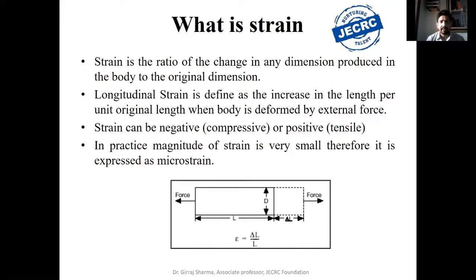Now, practically, the magnitude of strain is very small. Hence, it is often known as microstrain. In this diagram, if a tensile force is applied, the length of the wire changes from L to L plus delta L. Hence, the longitudinal strain is defined as delta L by L.